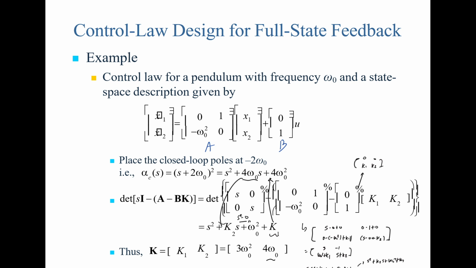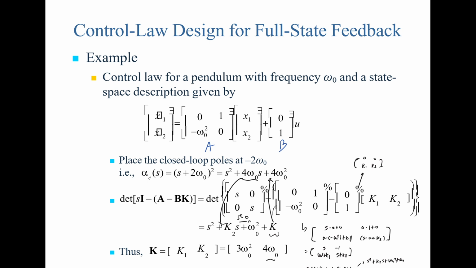First, direct coefficient matching, as shown in the pendulum example. We calculate the determinant of sI minus (A minus BK), which results in a polynomial with K gains. We then compare it to the desired polynomial and solve for the K values.